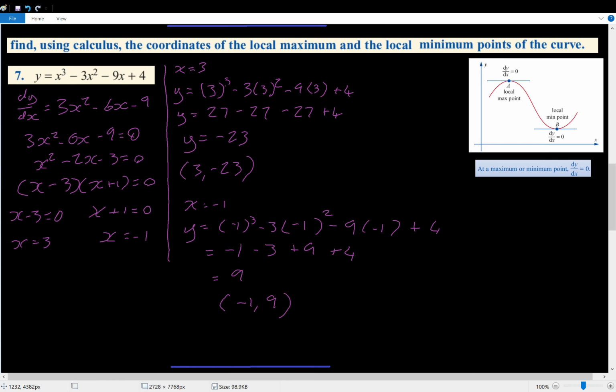Now there's two different ways we can go about determining whether we have a max or min point in each of these. The easiest of those is to compare the y values. Because our y value on our first point is far lower than our y value on our second point, the point (3, minus 23) is our min point, and the point (minus 1, 9) is our max point. And that is that.